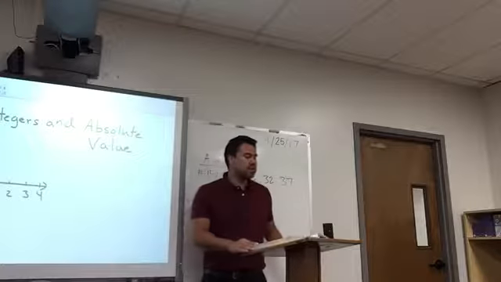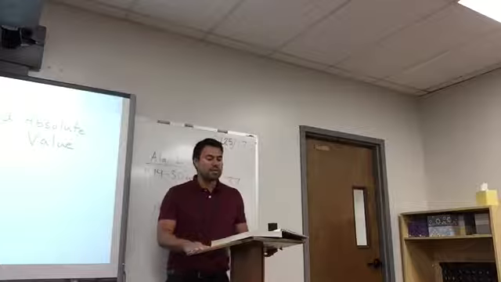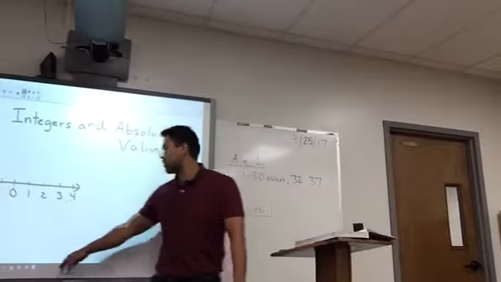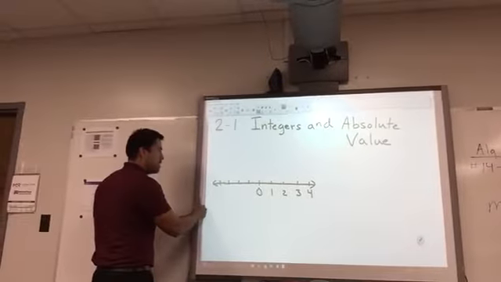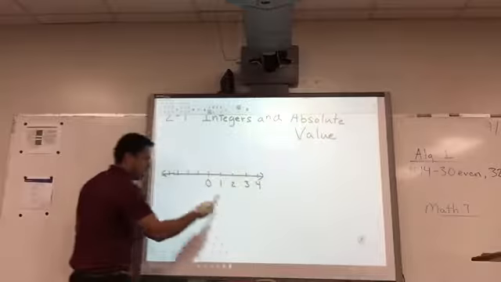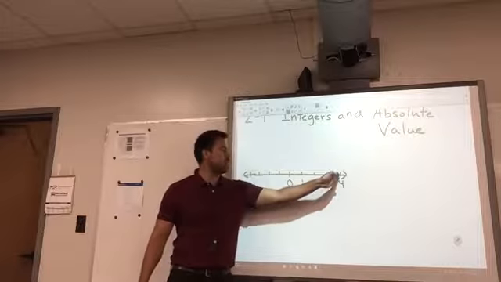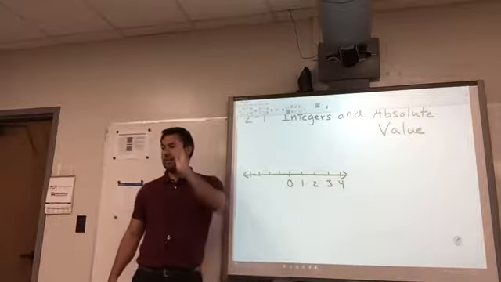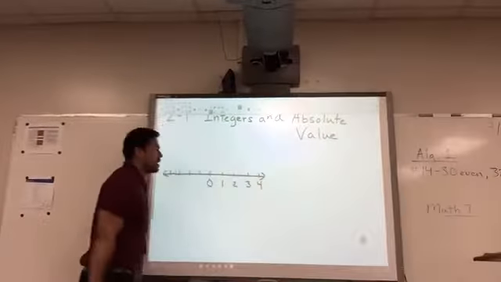All right, we're starting this morning with 2-1, the first lesson of chapter 2, and the lesson is called Integers and Absolute Value. So we're going to actually start with integers first, and I drew a number line here that in the center is 0, then we have a tick mark for 1, 2, 3, 4. The arrowhead shows me what? What's that telling me? It keeps going on forever in the positive direction.